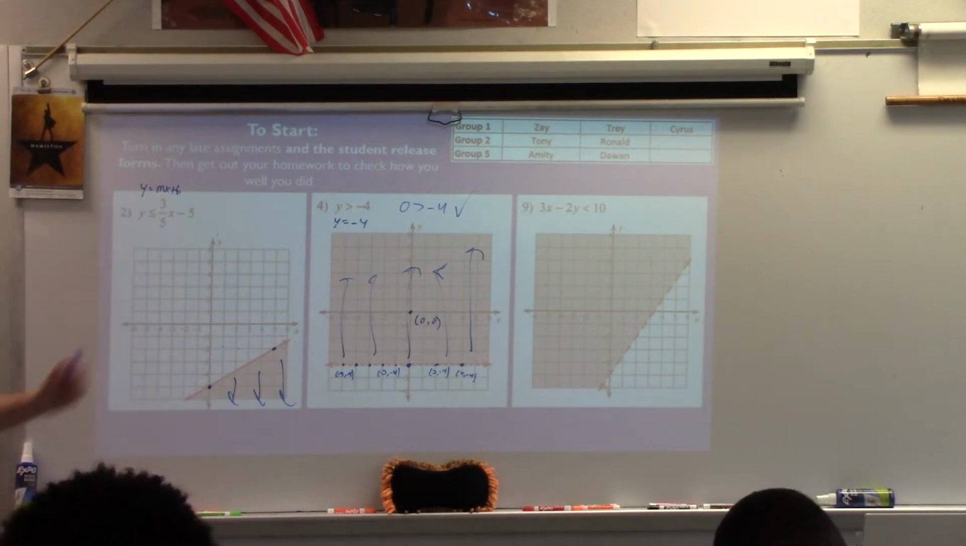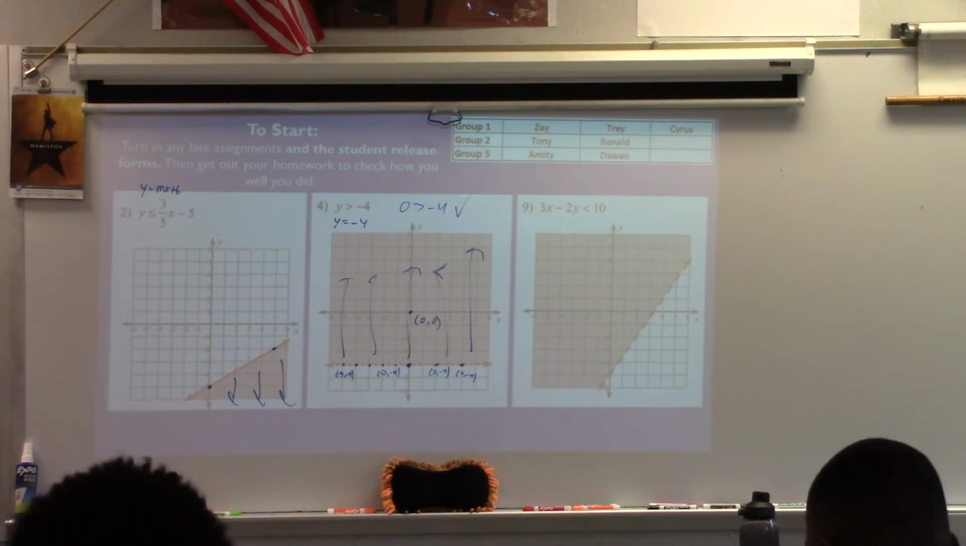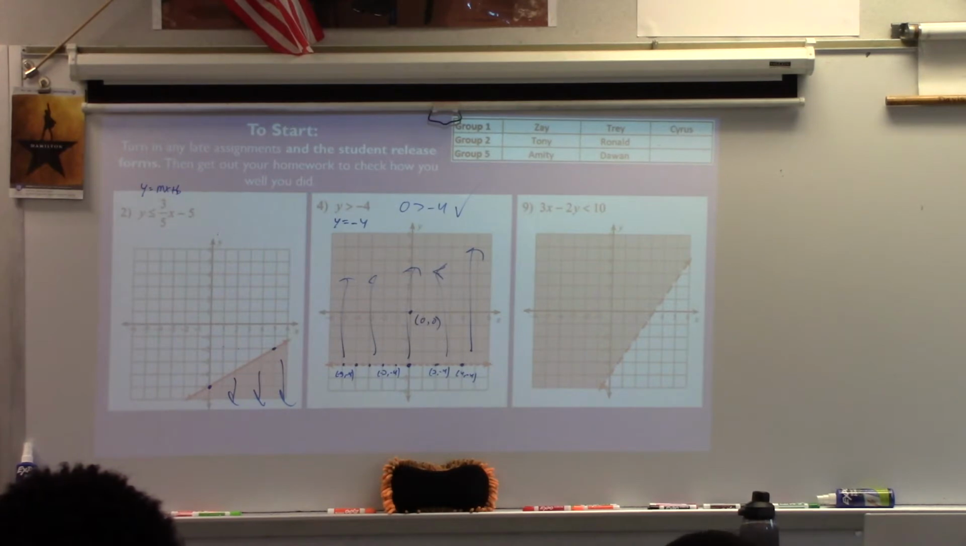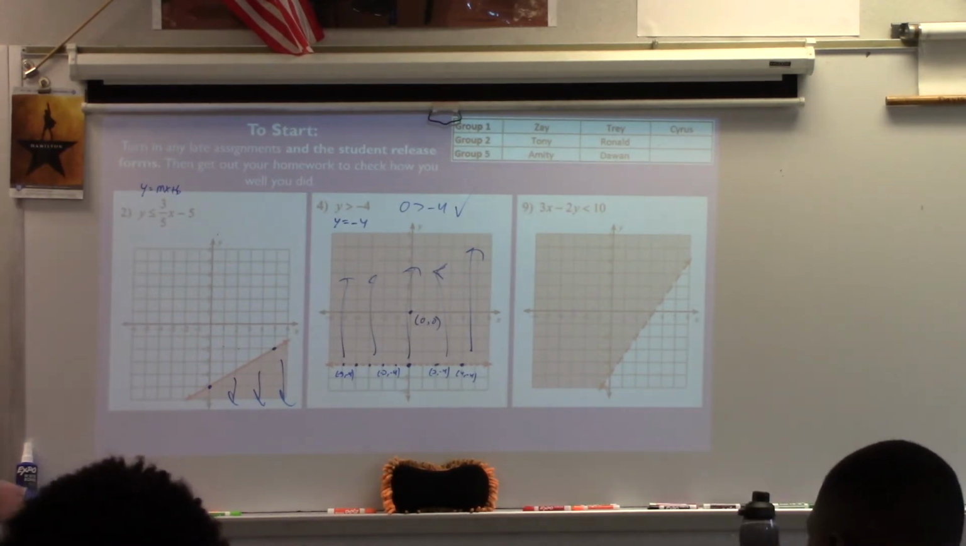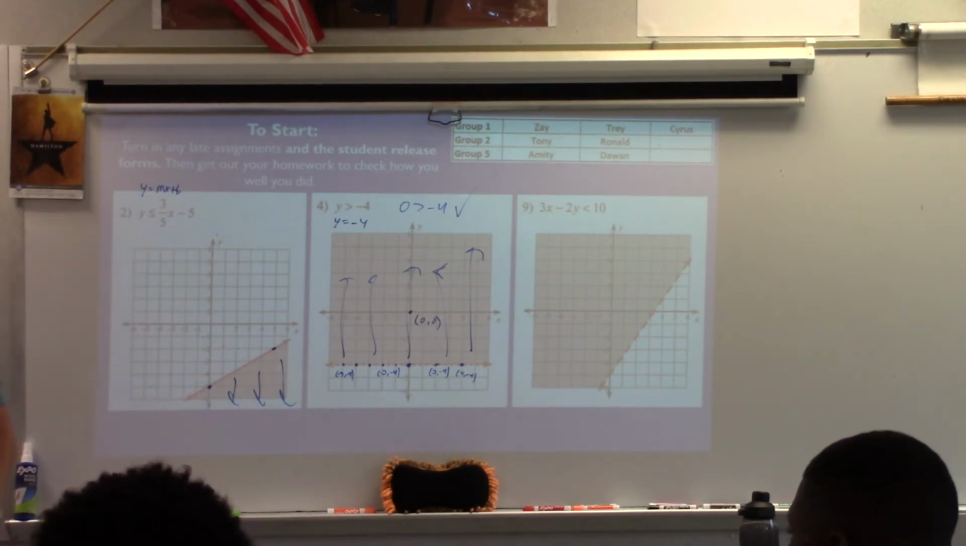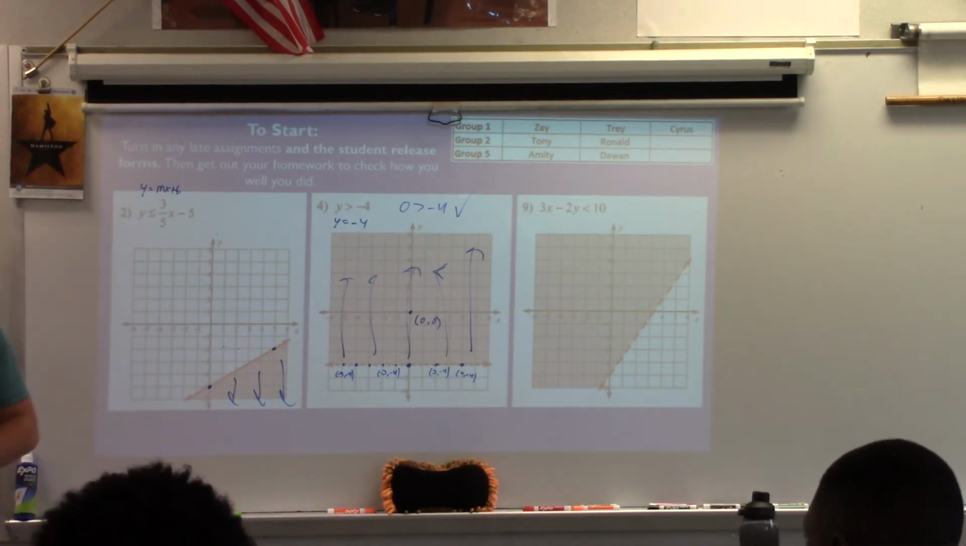Are there any questions on number 2 before we move to number 9? Sometimes I get confused about the line, like dotted or solid. Yeah, so for dotted or solid, just always look back to the original inequality, and if it can be equal to, it's solid every time. If it is only greater than or less than, it's dashed every time. That's where you want to look for that.